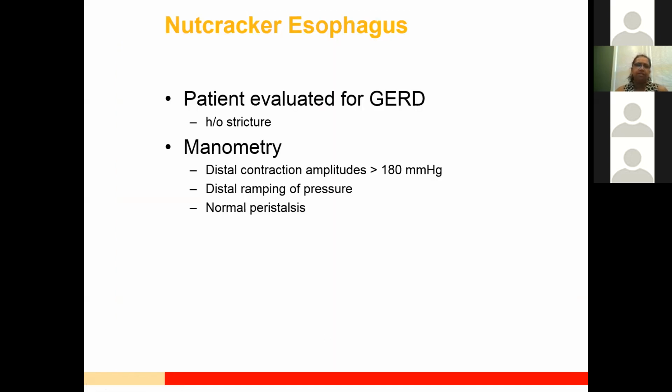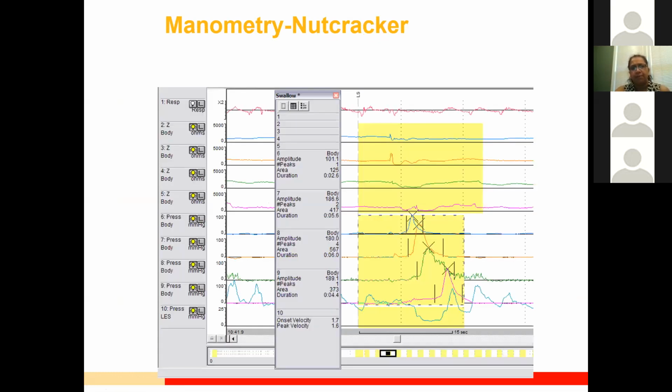Nutcracker esophagus has now been retermed jackhammer, but on traditional manometry, the distal contraction amplitudes are greater than 180. We generally see a distal ramping of pressure on traditional manometry with normal peristalsis.